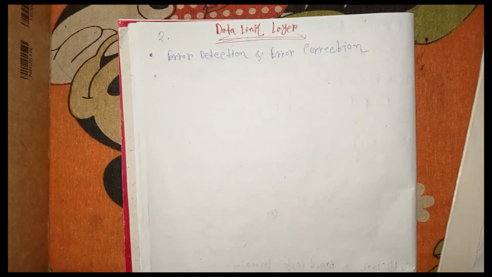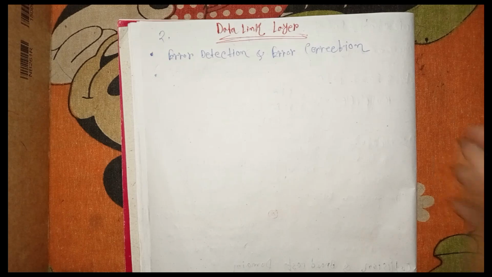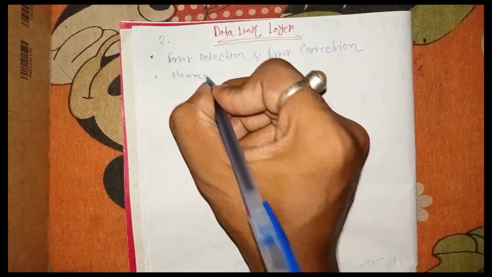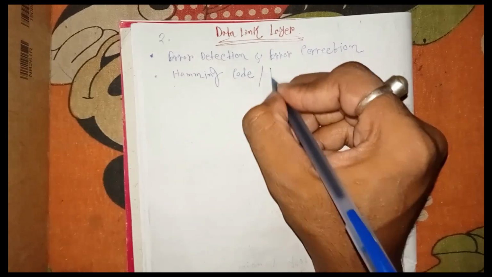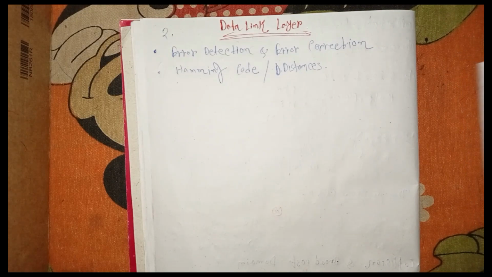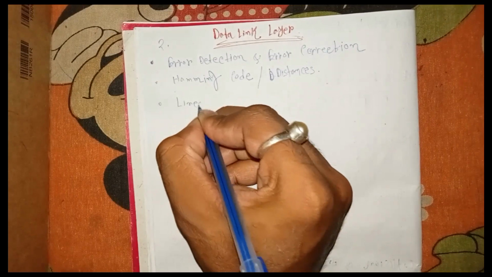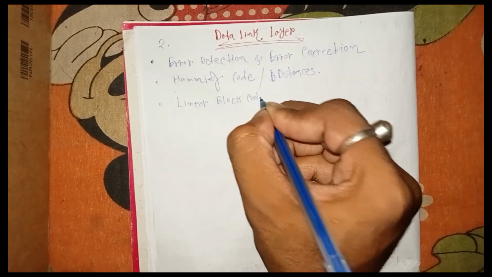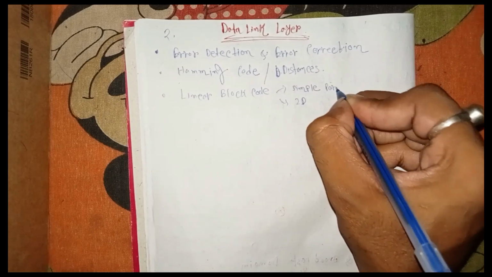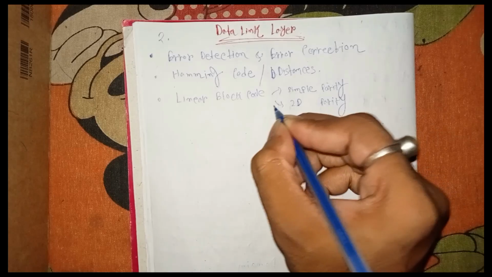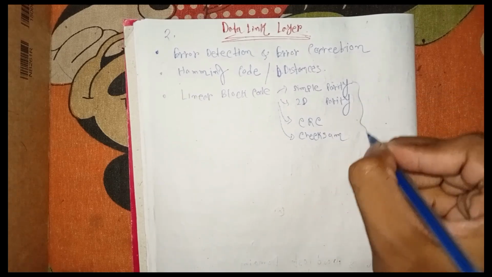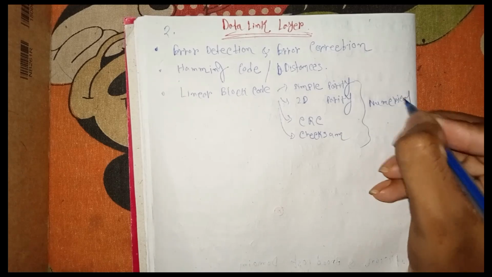Then you need to learn about Hamming distance or Hamming code, because some numericals can be asked from this portion in the examination. Then you need to learn about linear block code. Linear block code means we have simple parity and 2D parity. These are the numerical portions asked. CRC, cyclic redundancy check, and checksum. These are the numerical portions from the data link layer.